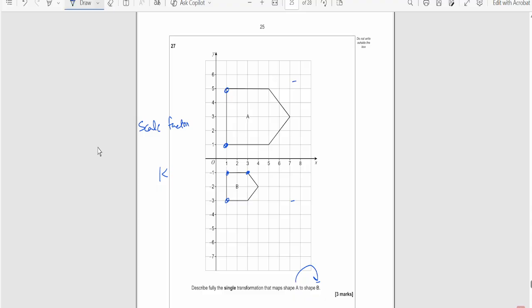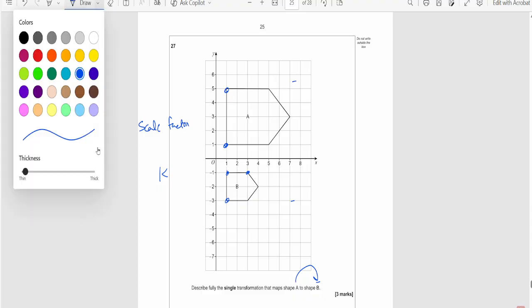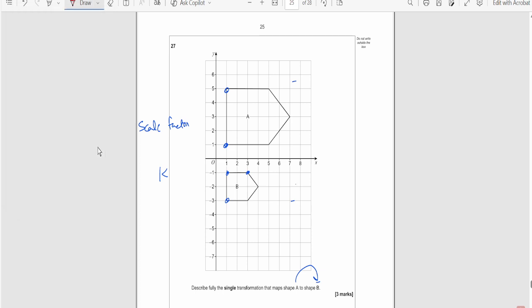Let me use a red pen, make it more visible. The formula of scale factor is, we need to find new length and original length. If you see the length, this length is 1, 2, 3, 4, right? This is 4. So original length is 4 and new length is 2, 1, 2, right?